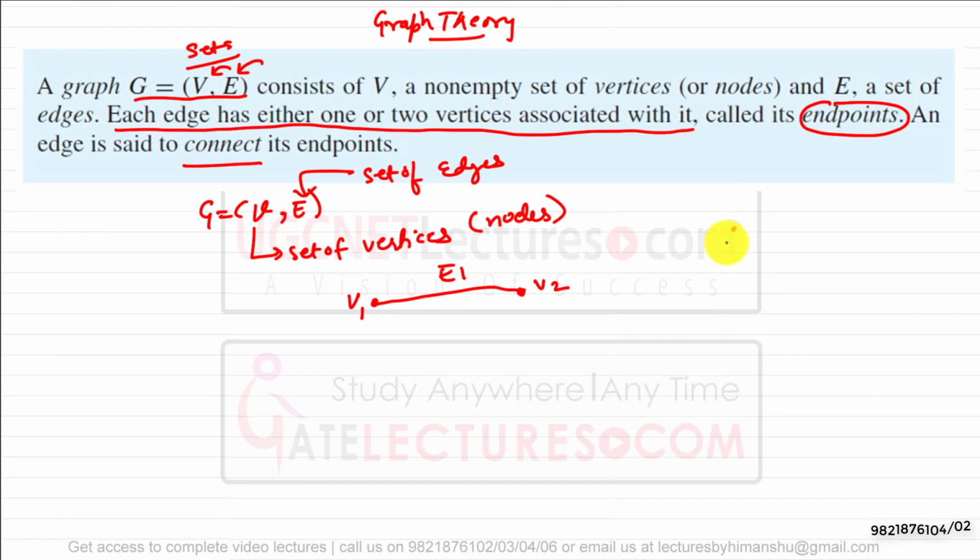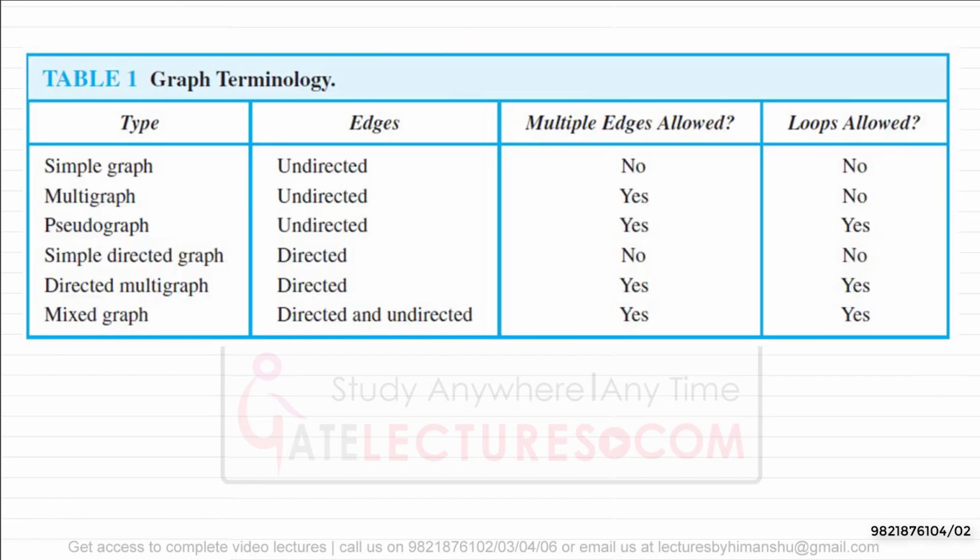For example, this is also a graph, which has three vertices: V1, V2, and V3. This is edge E1, edge E2, and edge E3. What are the end points of edge E3? That is V3 and V2. What are the end points of edge E2? That is V1 and V2. Correct?